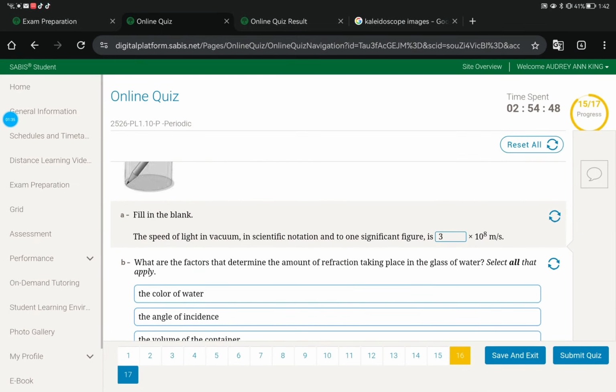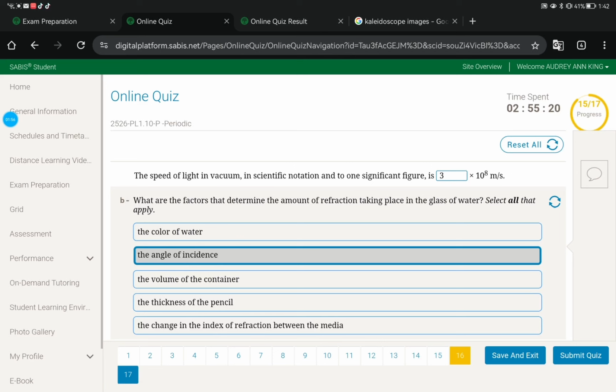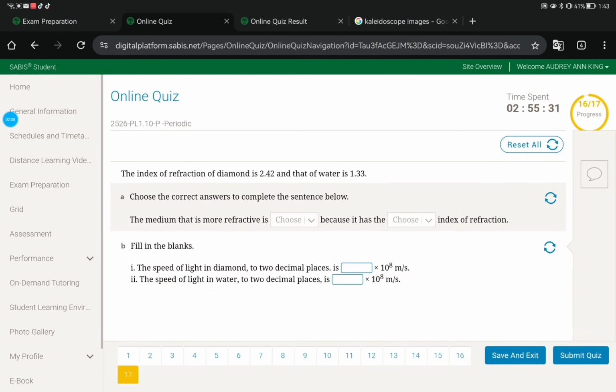What are factors that determine the refraction taking place in a glass of water? Okay, so what is refraction? It's the bending of light. Can the color affect the bending of light? Of course not, it can't affect how the light bends. But the initial ray that hits the glass can, so the angle of incidence can. The volume does not affect it. The thickness of the pencil cannot affect the bending of light. But the change in the index of refraction between the media can affect it.